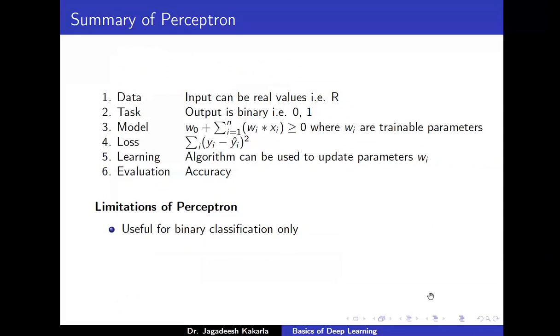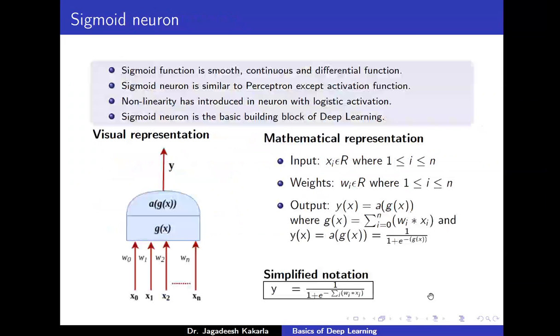Now what is the summary of the perceptron? It takes only real values and we can perform only the binary task. The loss function and the learning algorithm are changed because every time we need to update the weights and also the threshold. The limitation is that it can be used only for binary classification. So now we will discuss the sigmoid neuron.